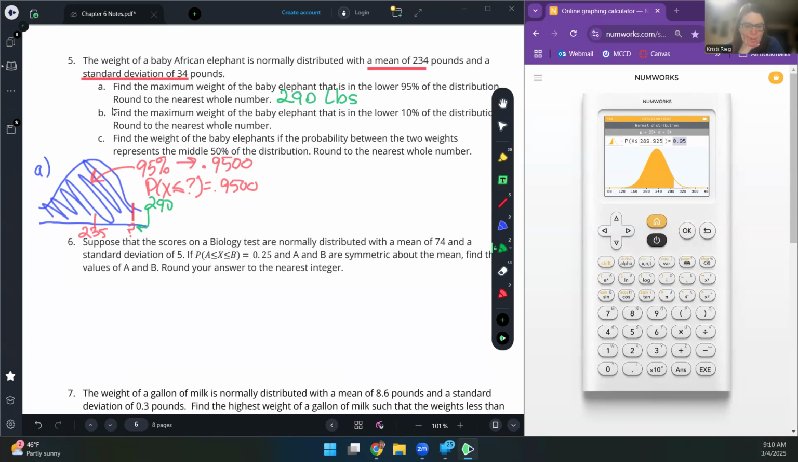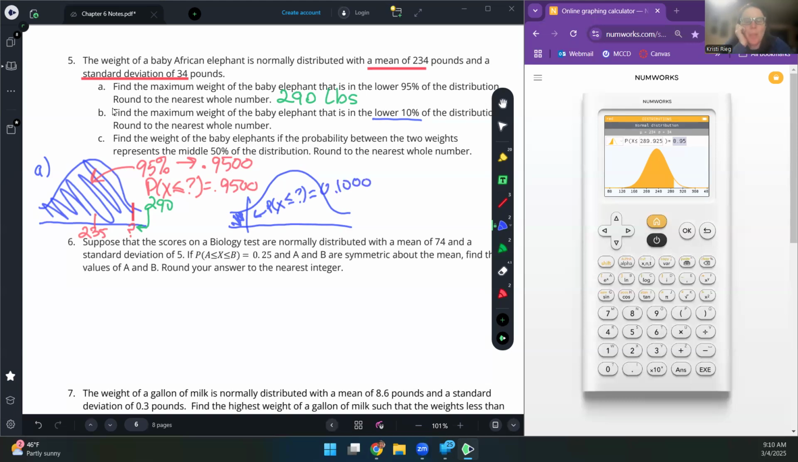Okay, now let's look at B, which is, I wrote a whole bunch here, but I'm hoping to fit, I don't know where I'm going to fit this picture. Okay, I'll just try it down here. This time we want the lower 10%. So that's going to be just this little part. 10%, we know P of whatever this is is 10%.